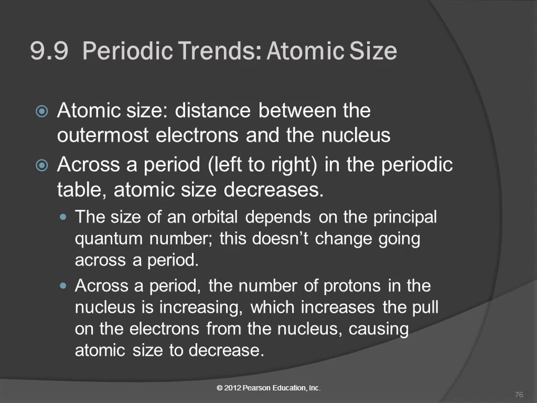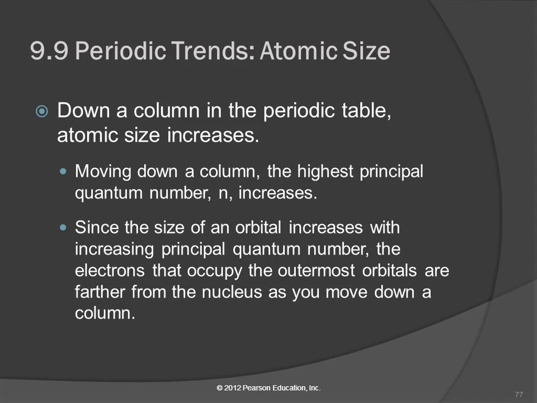I can't remember the equation, so I won't even go there. As we go down a column in the periodic table, atomic size increases. And this makes sense, because our principal quantum number is increasing. If we go from lithium to sodium, lithium is level 2, and sodium is 3. And potassium is 4, and rubidium is 5, right? So the quantum number is increasing. The principal shell is increasing, and so we would expect that those would be larger.